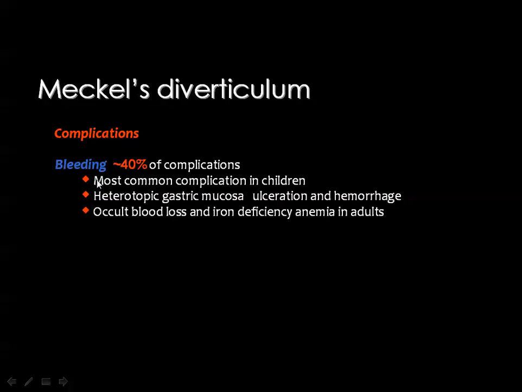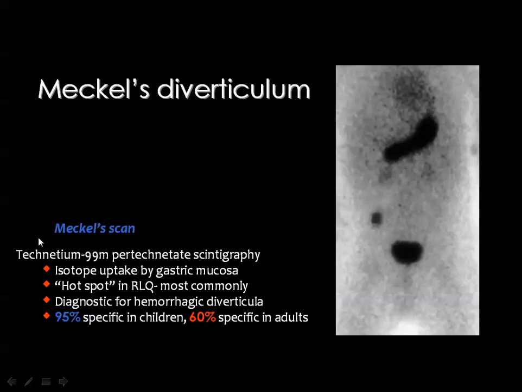And this bleeding is commonly seen in the pediatric age group because of the presence of heterotopic gastric mucosa, which can ulcerate and cause hemorrhage, and the presence of occult blood with stools may cause iron deficiency anemia in adults. And this is what we call the Meckel's scan, and you use the technetium 99M pertechnetate scintigraphy, and this isotope is particularly taken by the gastric mucosa.